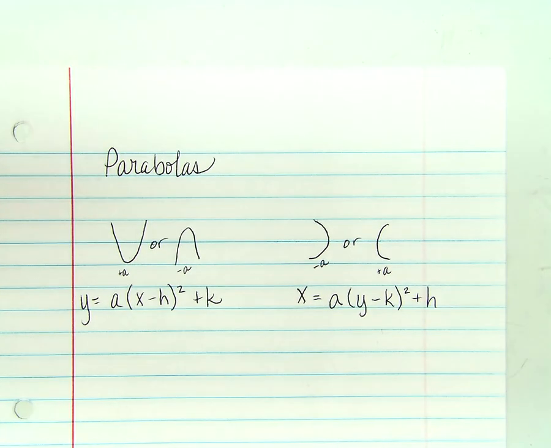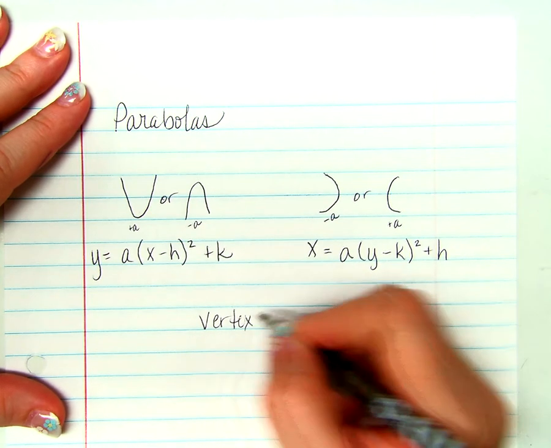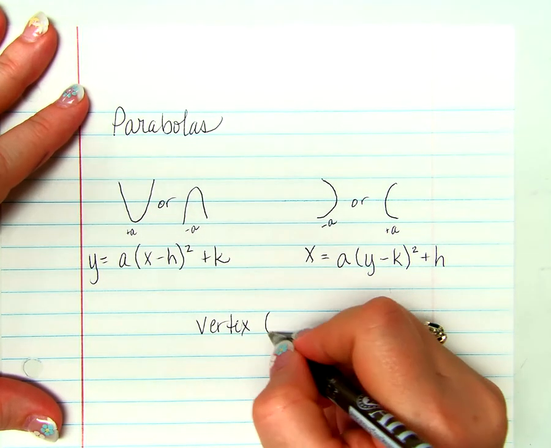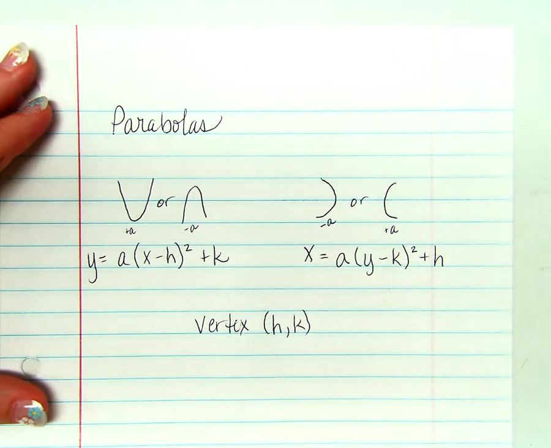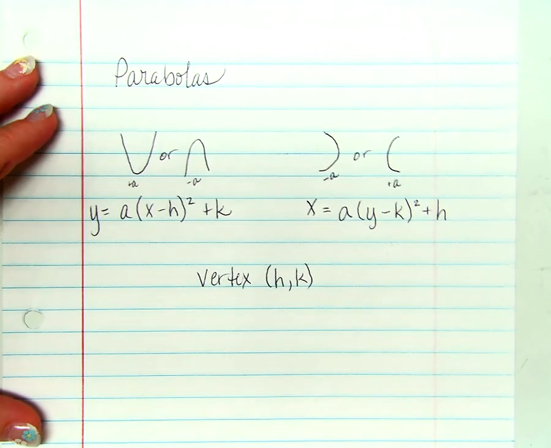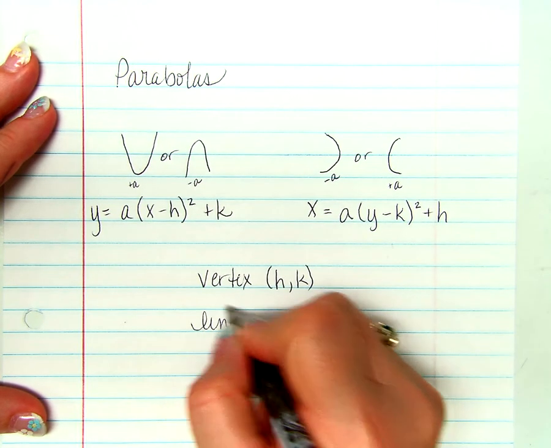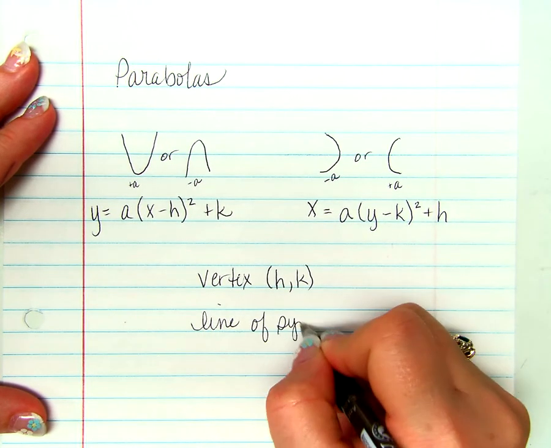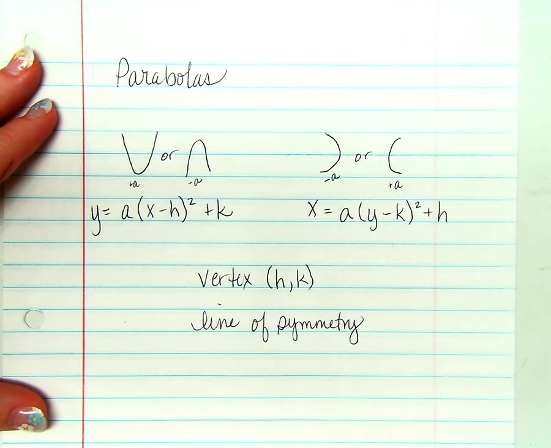Couple more things I want you to know. First of all, the vertex for both of these kinds of parabolas is (h, k). Okay? And the last thing I want you to really know before you get to class on Monday is where the line of symmetry is. Okay? The line of symmetry.